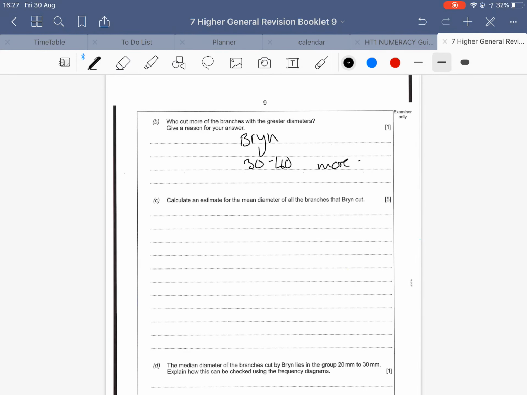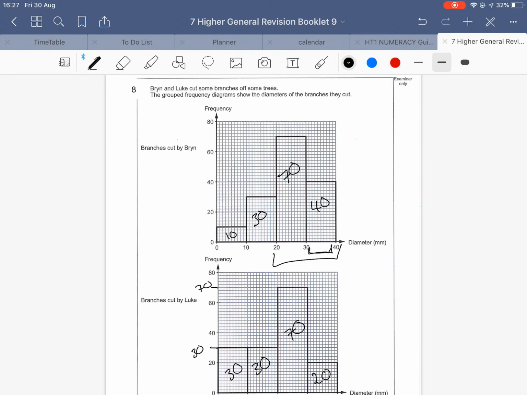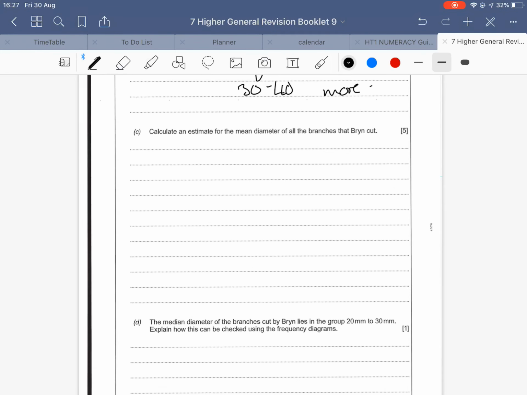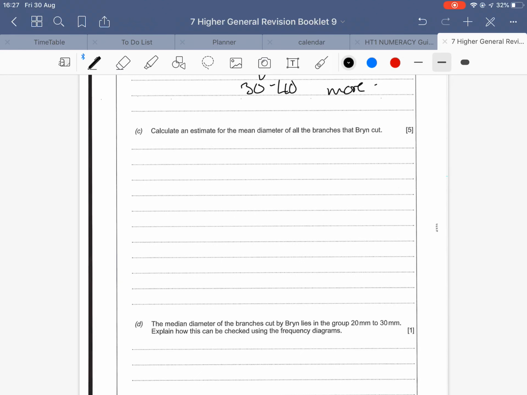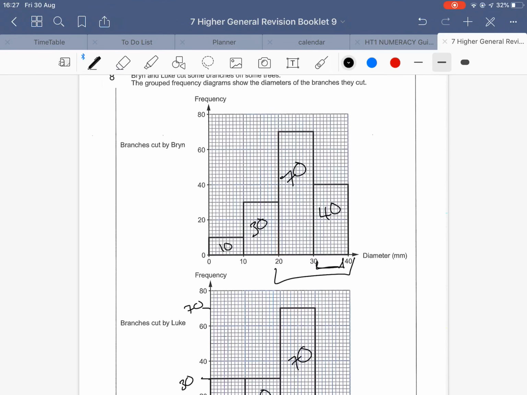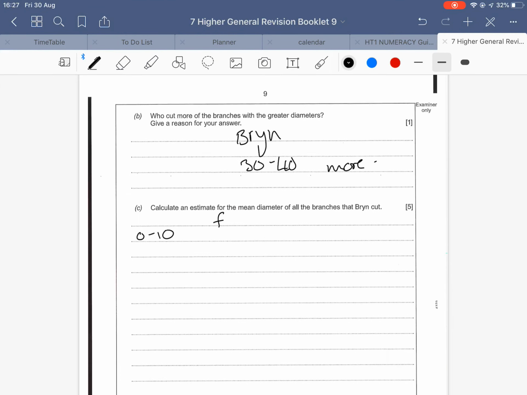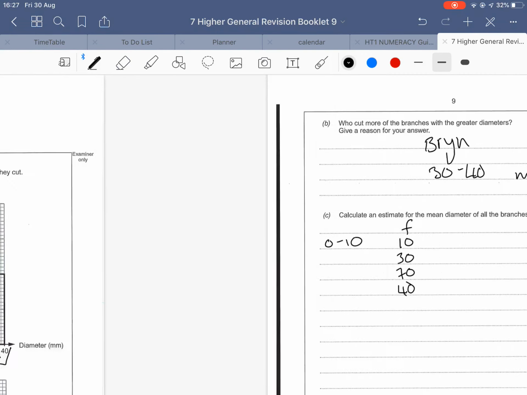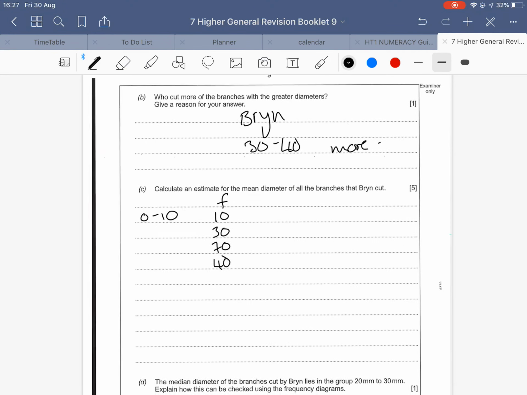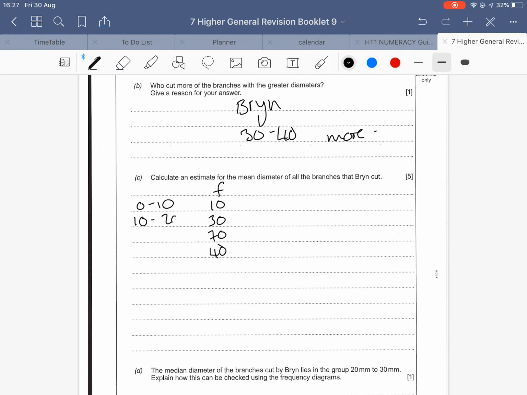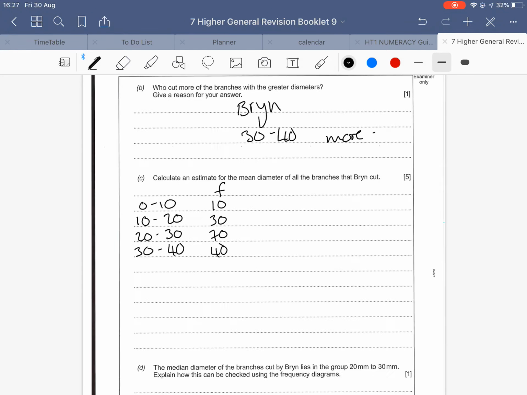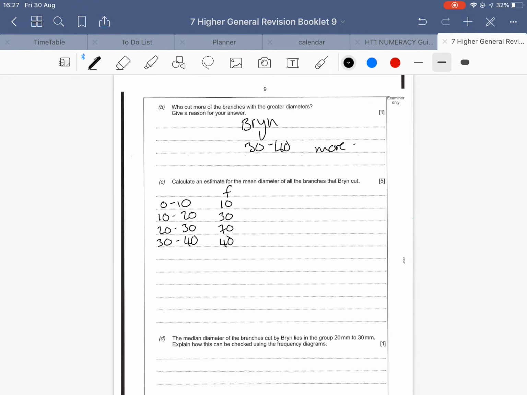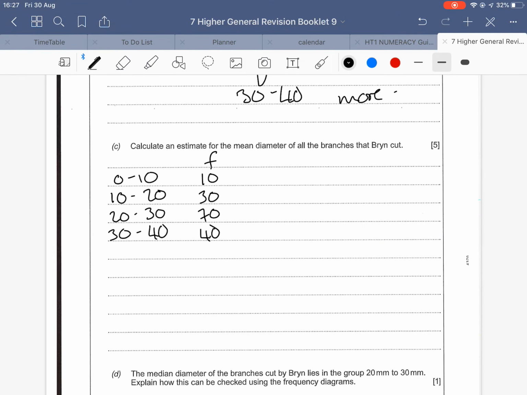Calculate an estimate for the mean diameter of all the branches that Bryn has cut. They're very similar to the last question. This is going to be a grouped frequency table. So between 0 and 10, the frequency was 10, then 10 to 20, 20 to 30, 30 to 40. I'm just making my own frequency table. So between 0 and 10, he had 10.